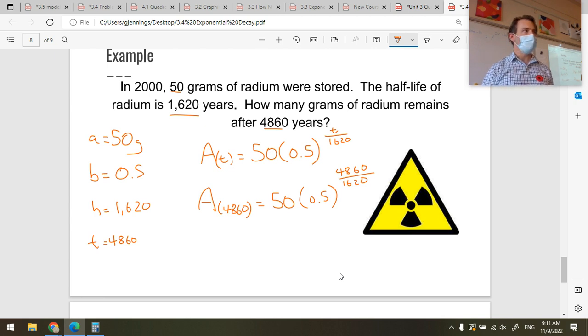Aha! 4860 divided by 1620 is 3. So we need to apply the half-life 3 times. Basically, divide 50 by 2 3 times. So it's 50 over 8.